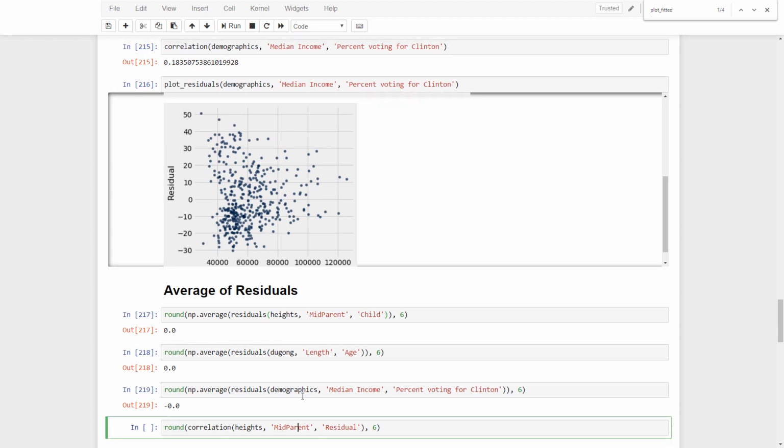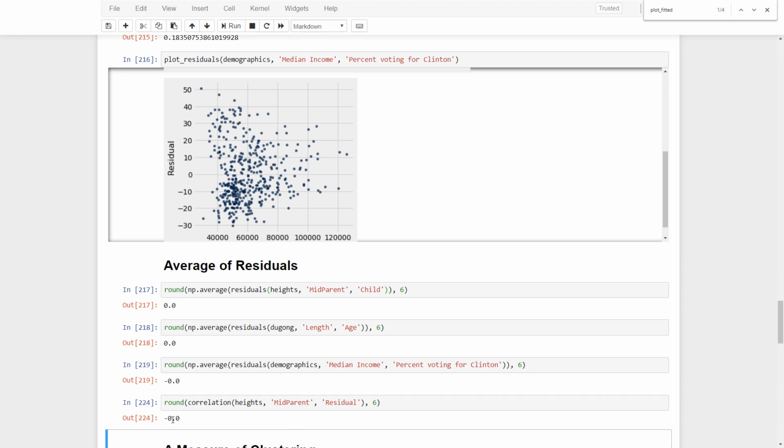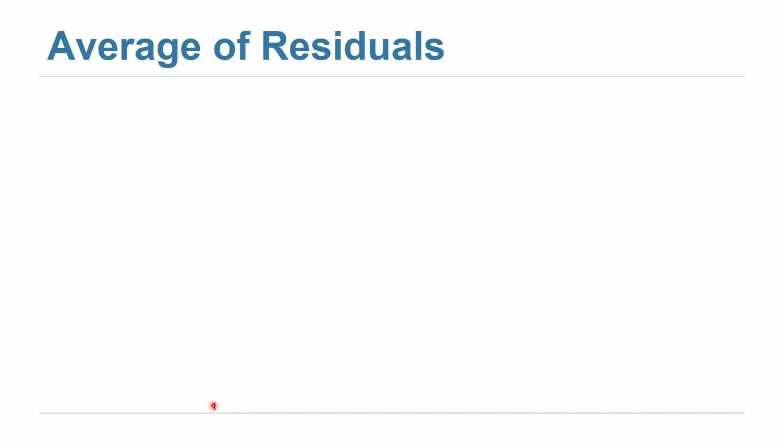Now, how about the correlation between the residuals and the predicted values? It is also 0. So the correlation between the residuals and the predictor variable is 0, and it is always the case. With any linear regression, the correlation between the residuals and the x variable, or the predictor variable, is always 0. So let's get back to the slides and summarize what we got so far.